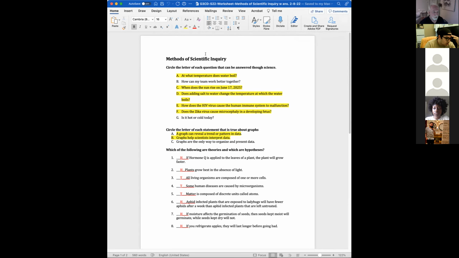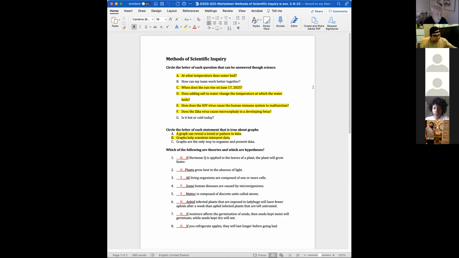You see the worksheet, Methods of Scientific Inquiry? Okay. So the first question here was, which of these items can be answered through science? And most of you got that all right. The 2 that can't are, how can my team work better together? And is it hot or cold today? All the rest of them can be assessed through scientific thinking.